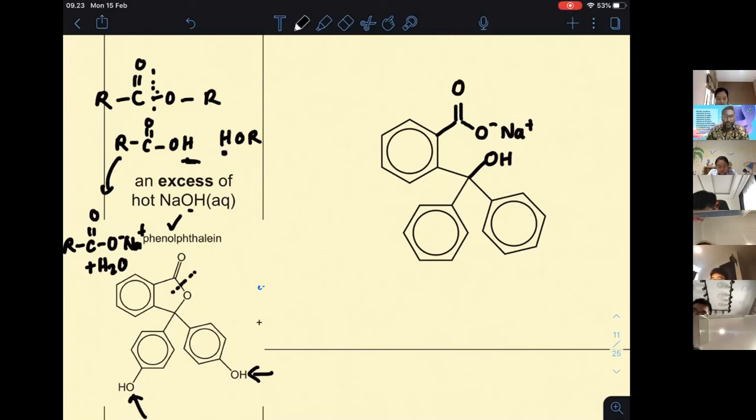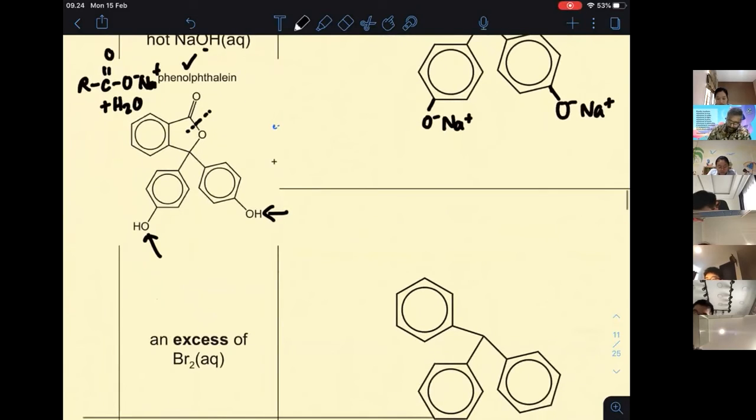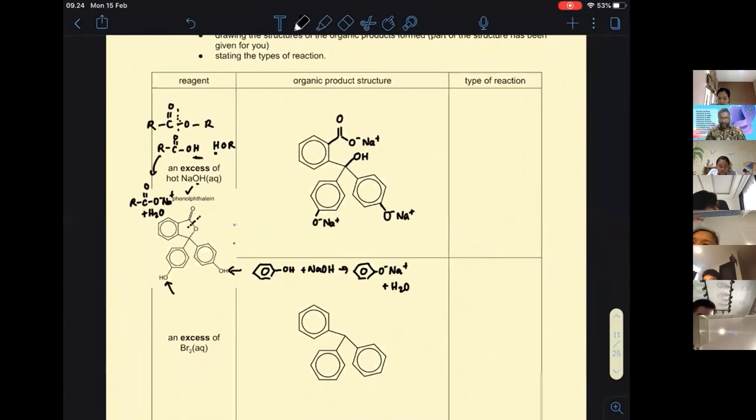Now, also don't forget this part. They will react to give you O minus and Na plus. Basically, it's going to be something like a phenol. Phenol reacts with sodium hydroxide to give you sodium phenoxide, they call it, plus H2O. This one we have already learned. So they do react to give you water. So this is going to be the organic product structure.